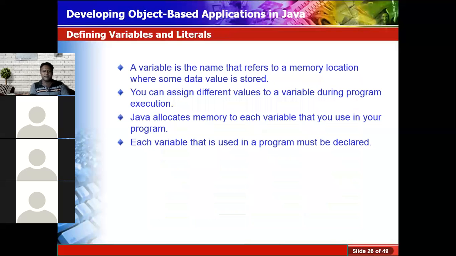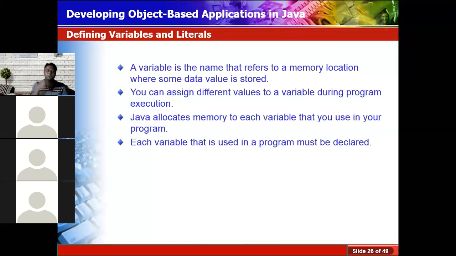Next comes the variable. A variable refers to a memory location where some data values are stored. When you pass any kind of value, for storing that value we have to define a memory. So a variable is the name that refers to a memory location where you store a value. You can assign a different value to a variable during the program execution. As it is a variable, its value varies.